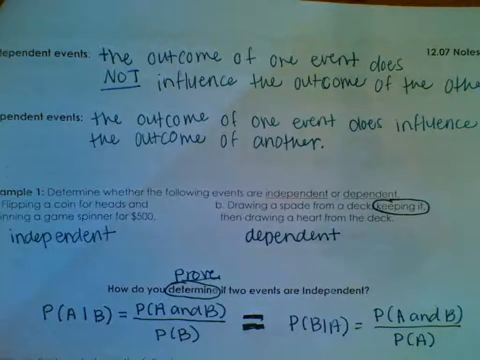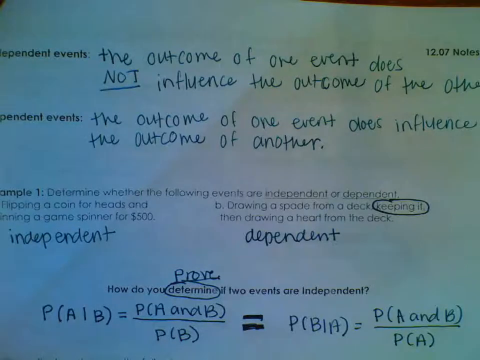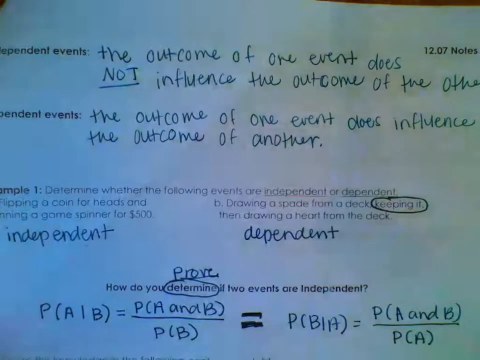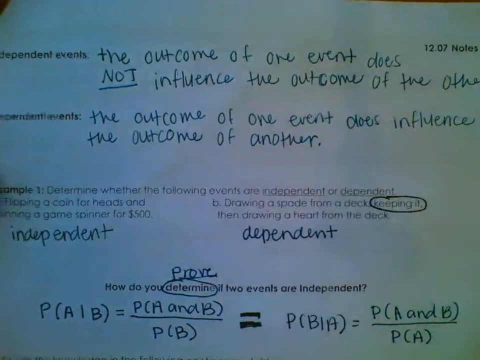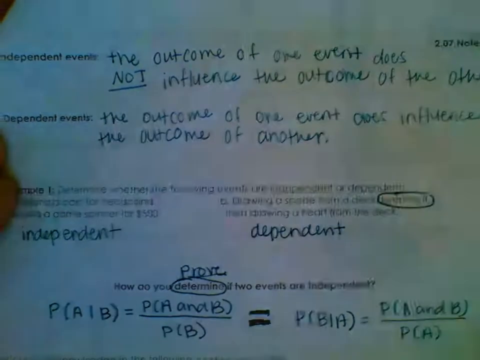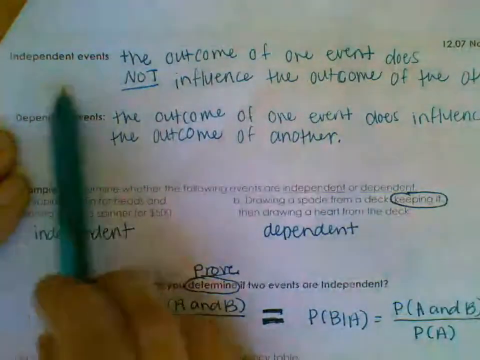Hi everybody, today we're going to be doing the 12.07 notes for probability. So we're going to be talking about independent and dependent events. So first we're going to be talking about independent events.